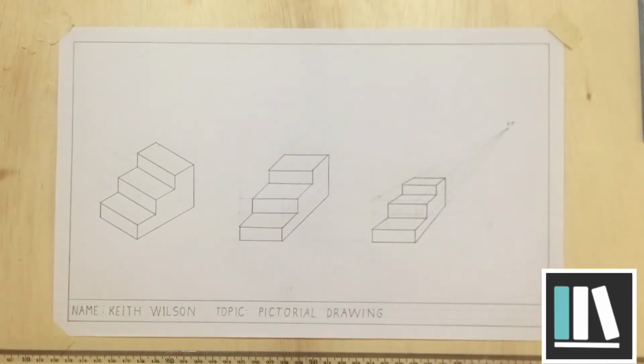So, as you can see, there are three representations of the same object. The first drawing represents the object using isometric projection. The second drawing is an oblique representation of the object. The third shows the object being represented using perspective drawing. Now let's have a closer look at each.